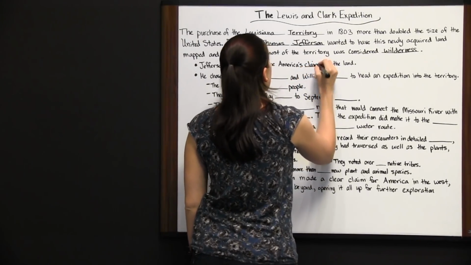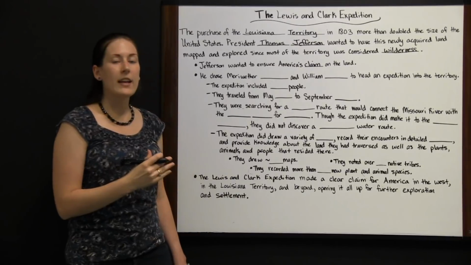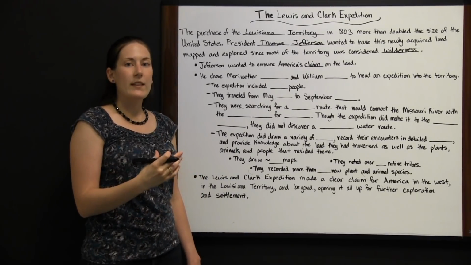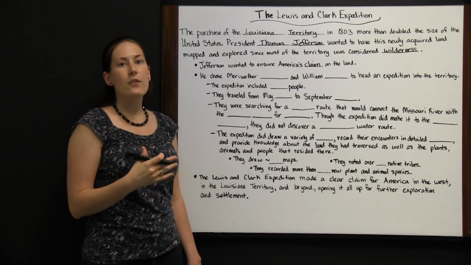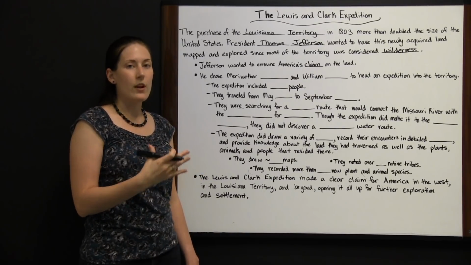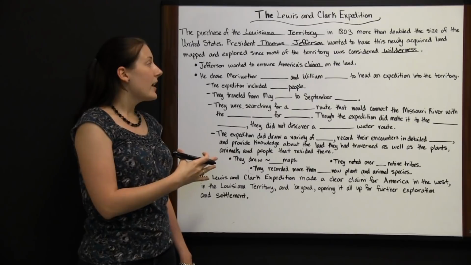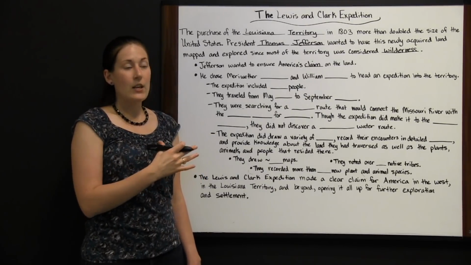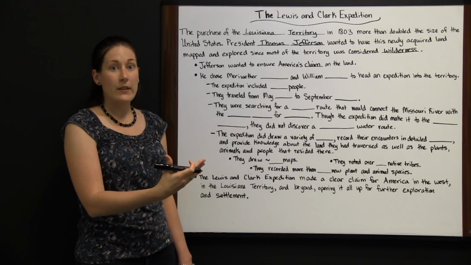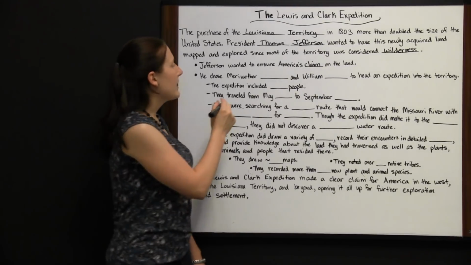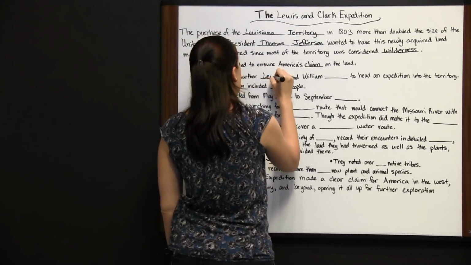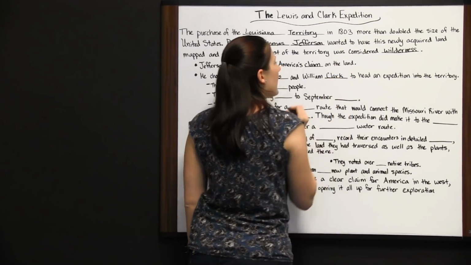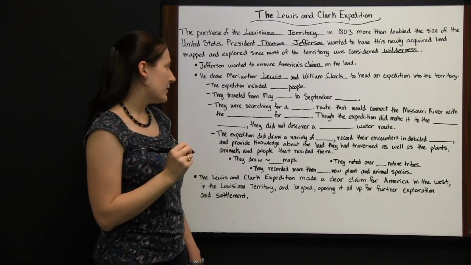He felt like if he didn't get out there soon enough with Americans and start settling the land, laying a claim to it, proving that it was their land, other nations like Britain or other European countries would come in and say that they were staking claims on certain parts of the land. So Jefferson wanted to get out there quickly. He chose Meriwether Lewis and William Clark to head an expedition into the territory.